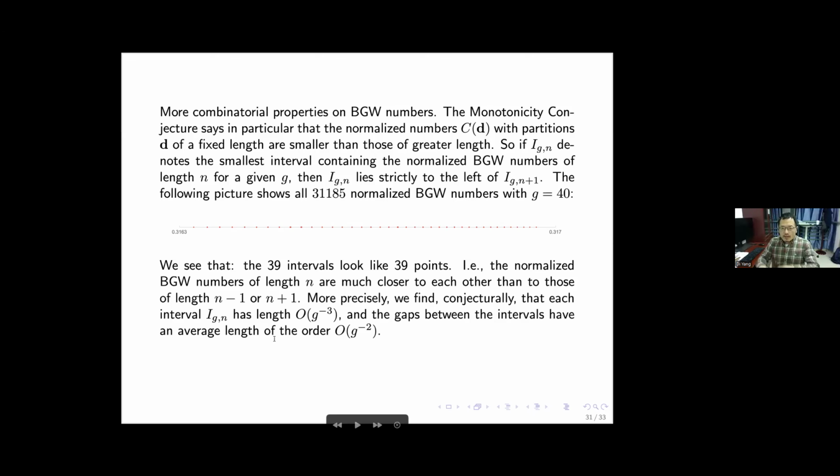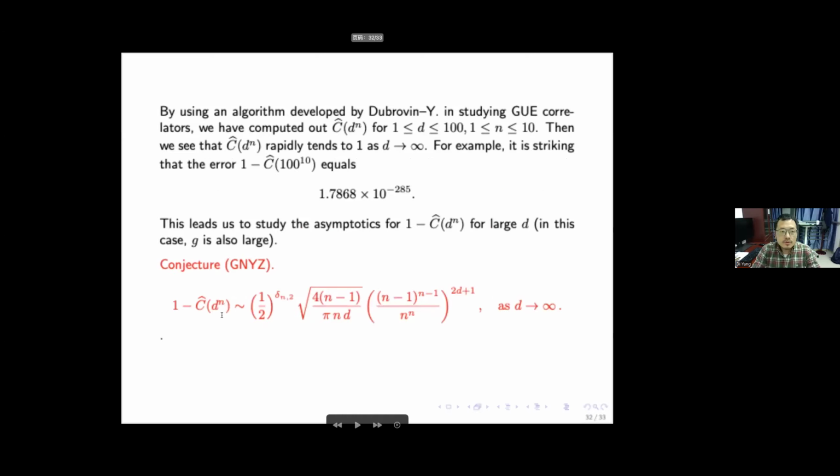So we can give a precise description of this phenomenon of this interval, but these are still conjectural. We can give a precise asymptotic size for this interval.